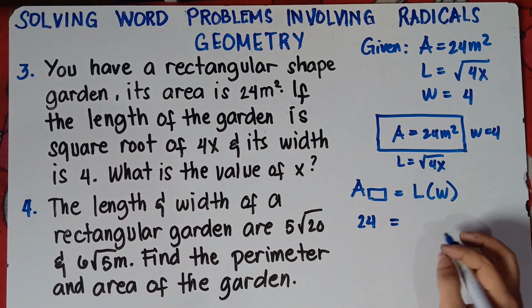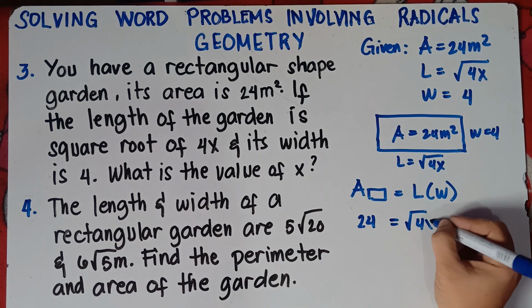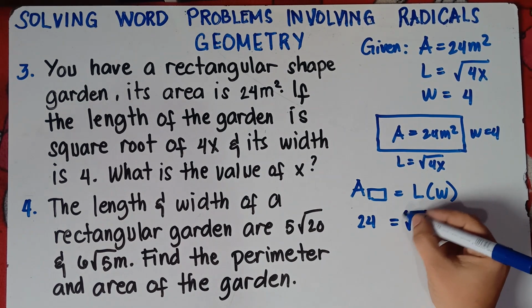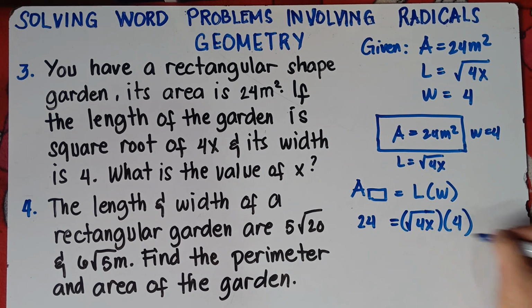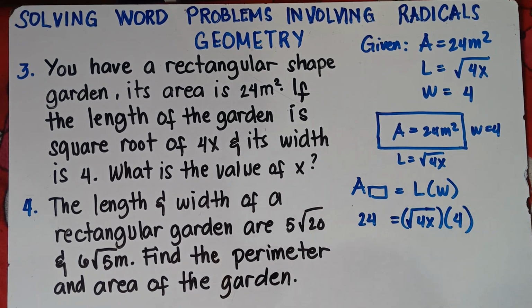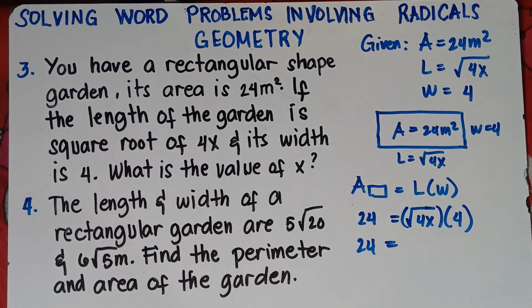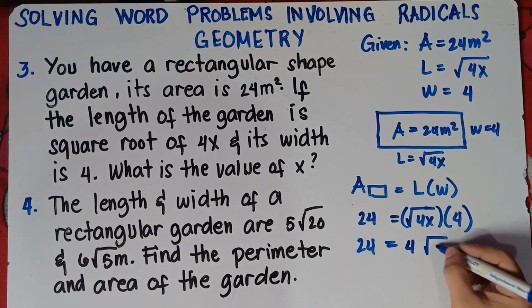So just write 24 for the area. And our length is square root of 4x, and our width is 4. So square root of 4x multiplied by 4. Copy 24, equals square root of 4x times 4, class. What's the answer? That's correct, that would be 4 square root of 4x.